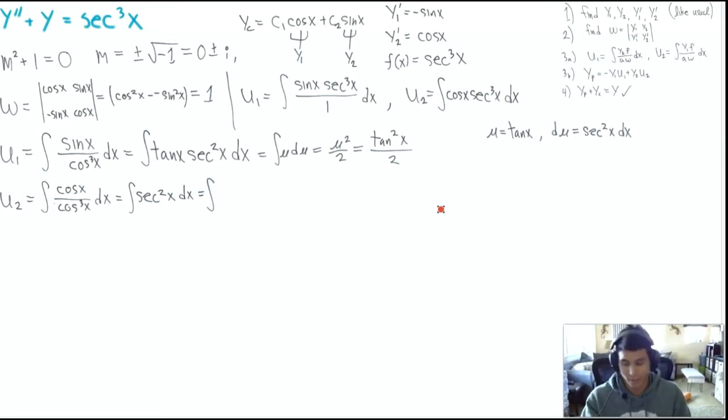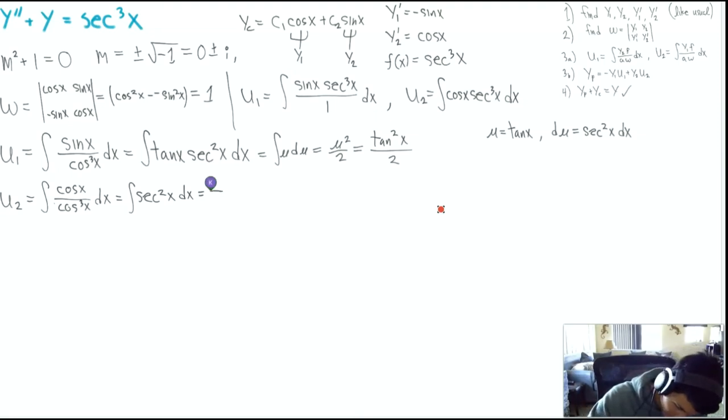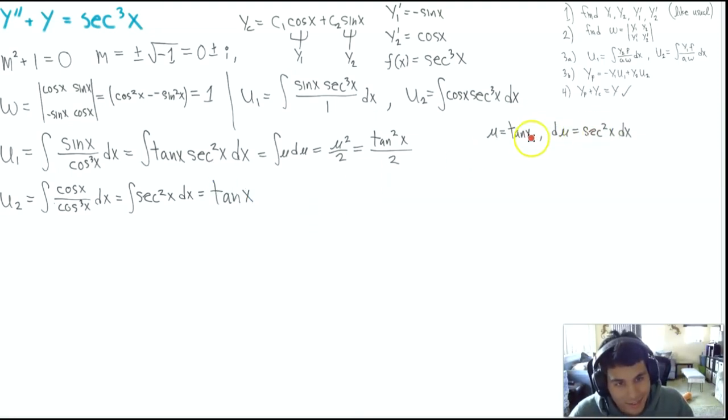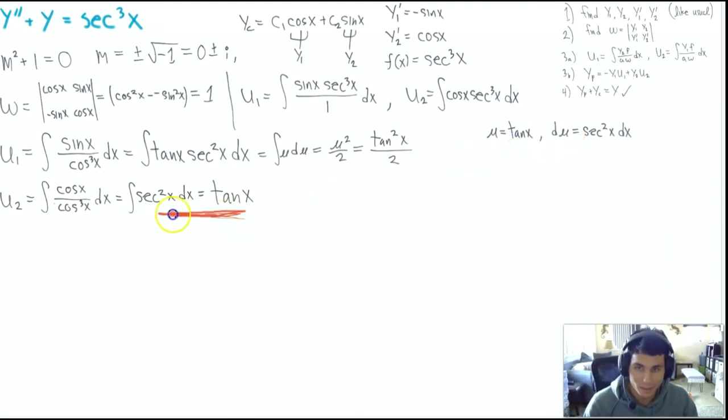Hold up. Sorry. This is just tangent. Should have seen that. Right, I literally just said it right here. If you take this integral, you take this integral, then you get tangent. Sometimes you gotta realize that the textbook really doesn't want you to do a lot of work. They just want you to think a little bit. Should have seen that. Okay, this is tangent x. By the way, you can ignore your integration constants because they're just not important in this case.